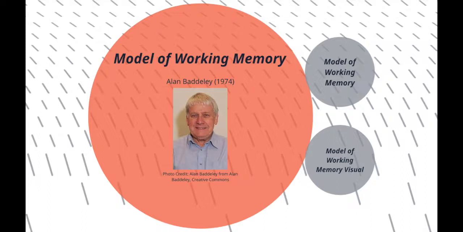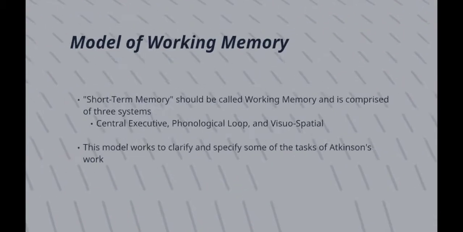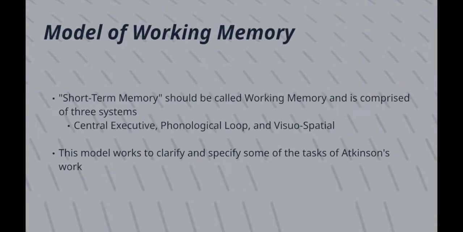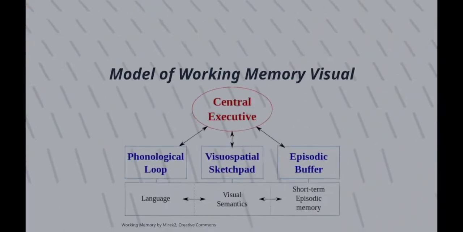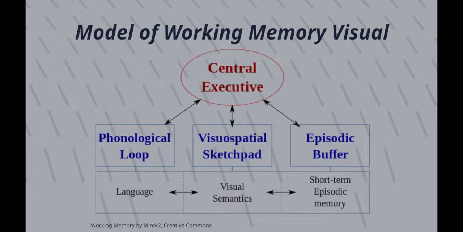Next, we'll be discussing the model of working memory put forth by Alan Baddeley in 1974. The model of working memory proposed that short-term storage be known as working memory, and that it is run by what is called the primary central executive control. This acts as a supervisory system and controls the flow of information between three subsystems known as the episodic buffer, phonological loop, and visual spatial sketchpad. As you can see, each of these systems has a slightly different function, and this model works to clarify some of the tasks processed in information processing theory's short-term memory.